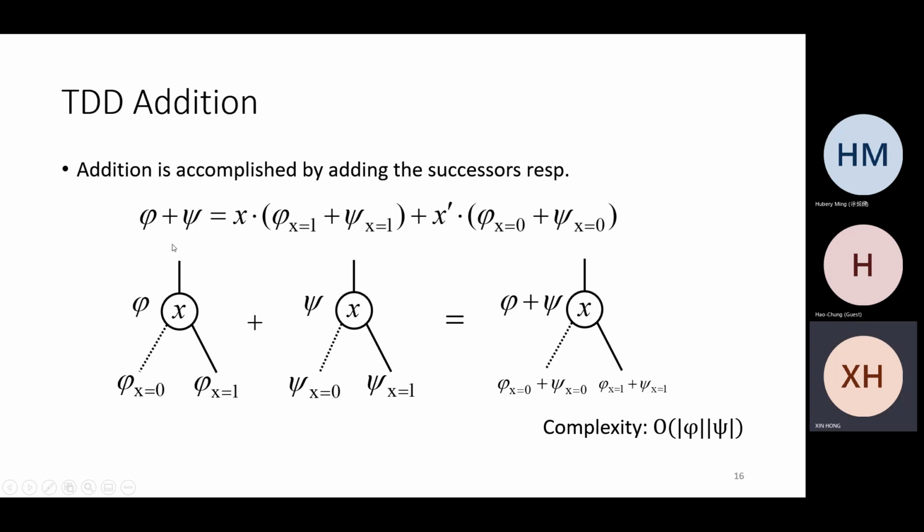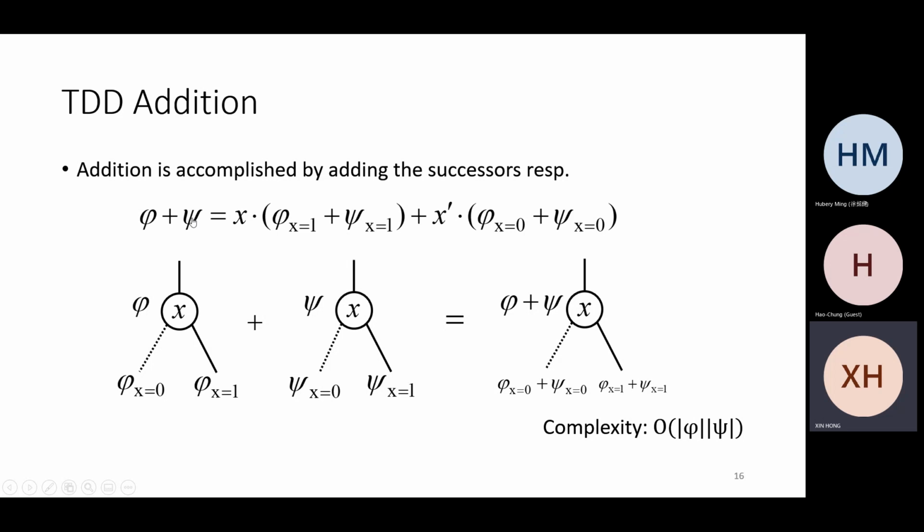And then the addition of these two tensors can be represented in this form: x times (phi x=1 plus psi x=1), plus x prime times (phi x=0 plus psi x=0). You can see that it can also be represented as a node labeled with an index x, and two successors representing phi x=0 plus psi x=0 and phi x=1 plus psi x=1.